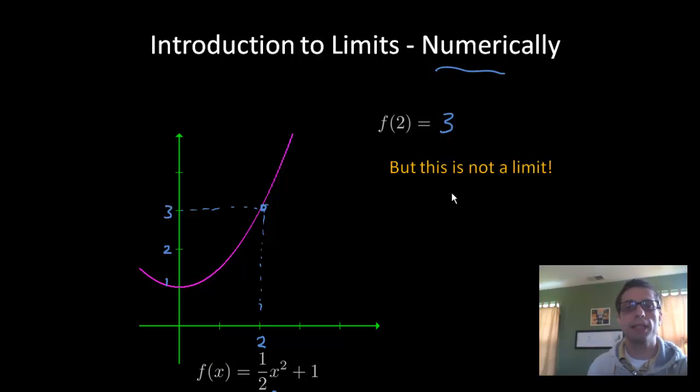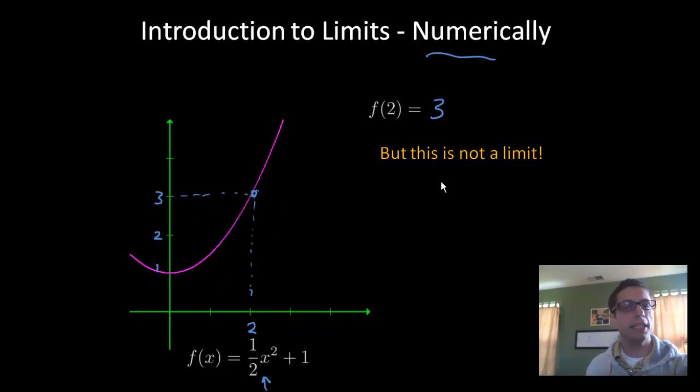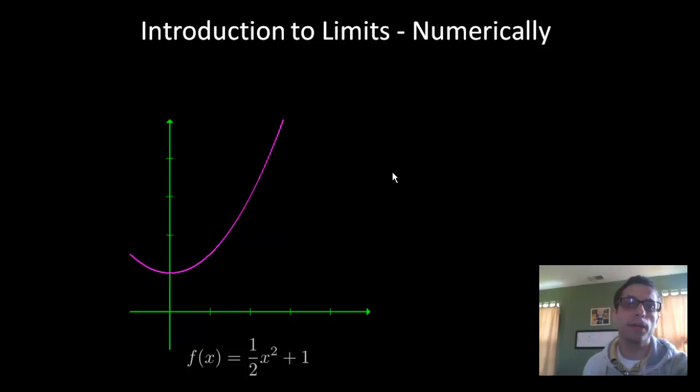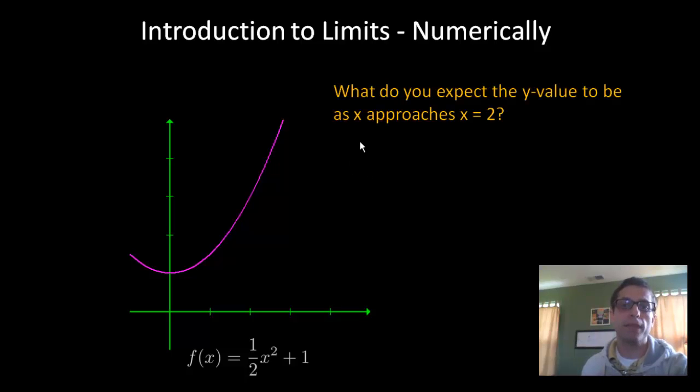The problem is that that's not a limit. In a lot of the easy examples, plugging 2 in ends up being the limit. I haven't actually defined limit yet, but right now what we've done is not a limit. It's just a function value. So let's go back to the graph.